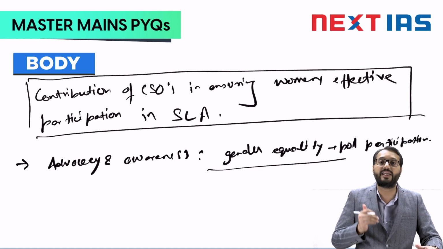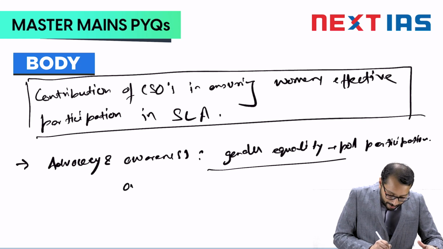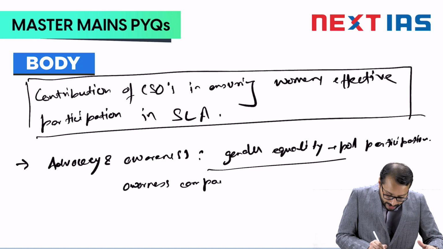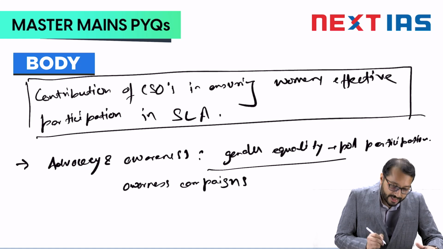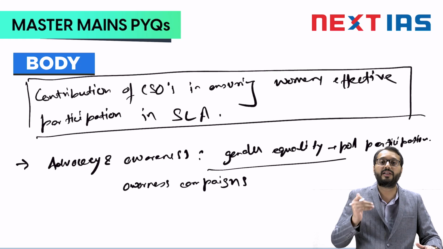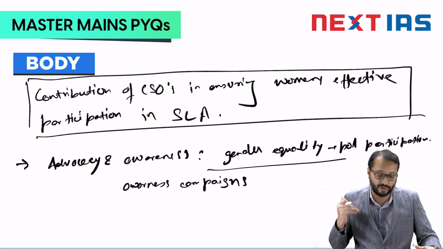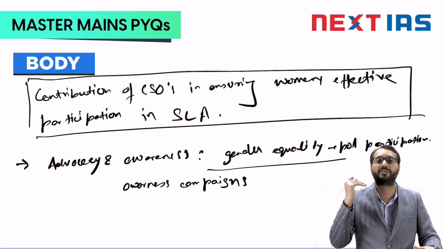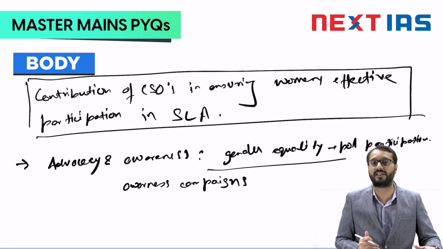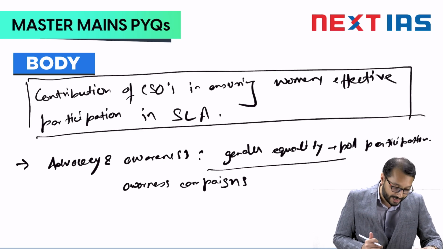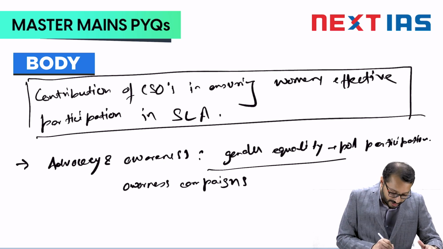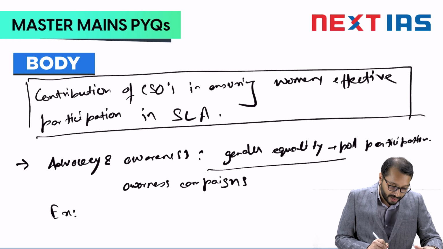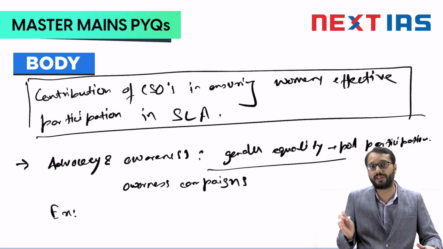And also they engage in various awareness campaigns, right? They engage in various awareness campaigns which highlight the need to include women in the decision making process through political participation, representation in the state legislative assembly or the parliament, right? And to substantiate that, you can take the example of the women's wings of various political parties.